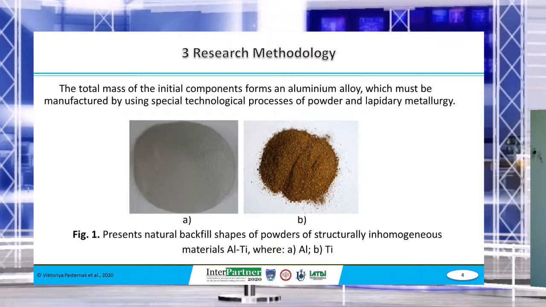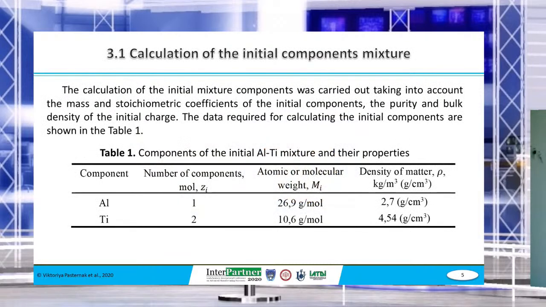Research methodology. The total mass of the initial components forms an aluminium, all of which must be manufactured using special technology of powder and metallurgy. Figure 1 presents natural backfill shapes of powders of structurally inhomogeneous materials OT, where I all BT titanium. Please, next slide 6. Calculation of the initial components mixture OT.